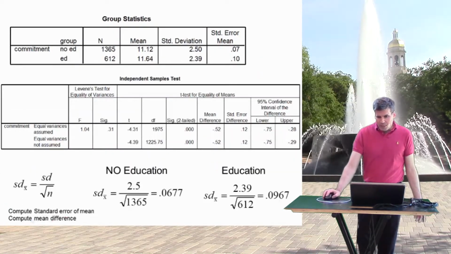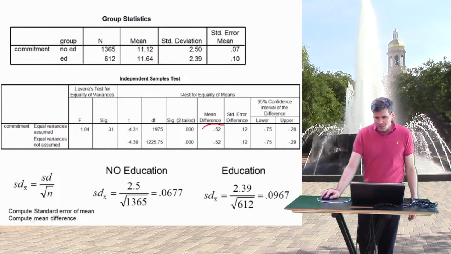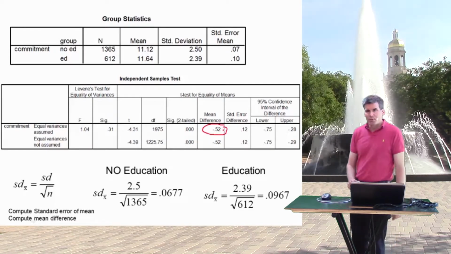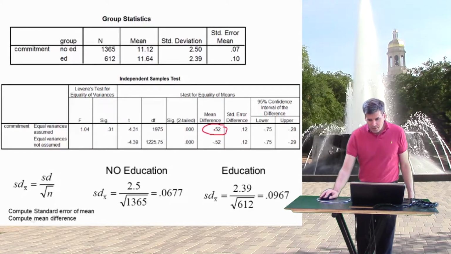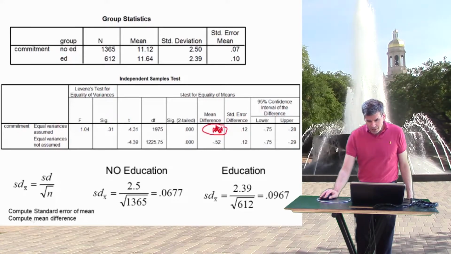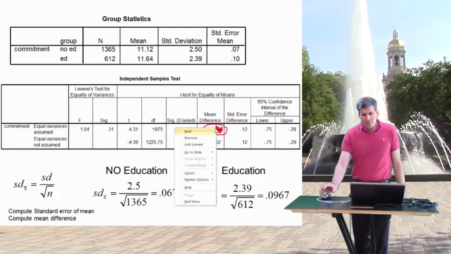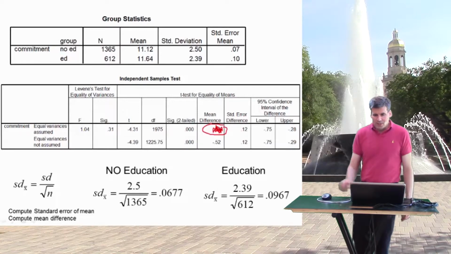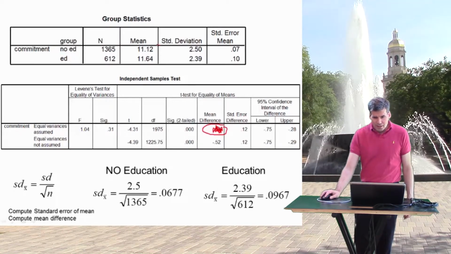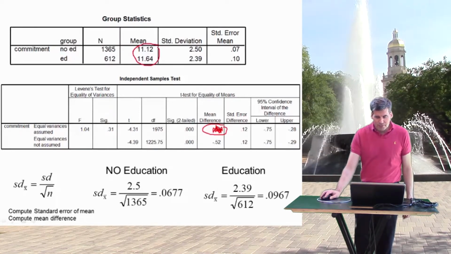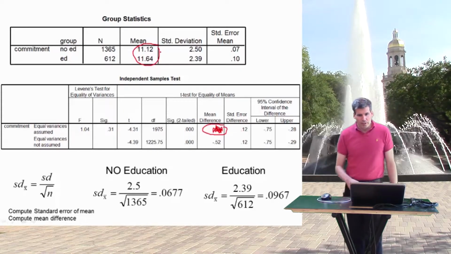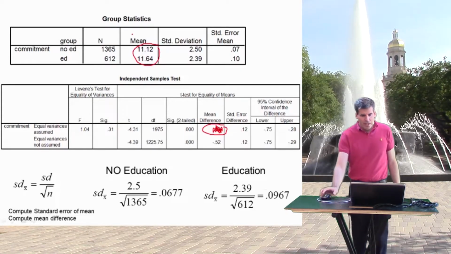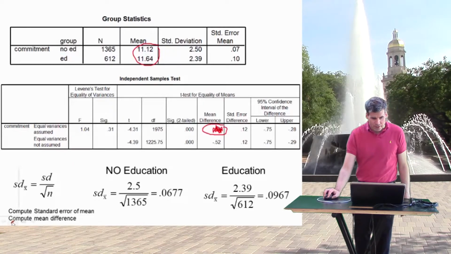Well, let's see, one thing I might ask you to do is to just calculate this mean difference. So we got a mean difference of negative 0.52. I might just scribble that out or make it blank and say, here, you calculate, you tell me what that difference is. And that's pretty easy to do. You just take the mean for group 1 minus the mean for group 2, 11.12 minus 11.64, and you would get the difference between the two means.